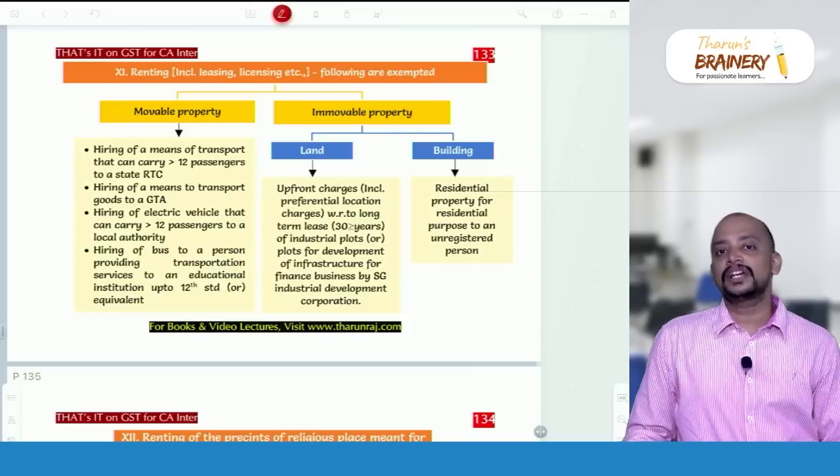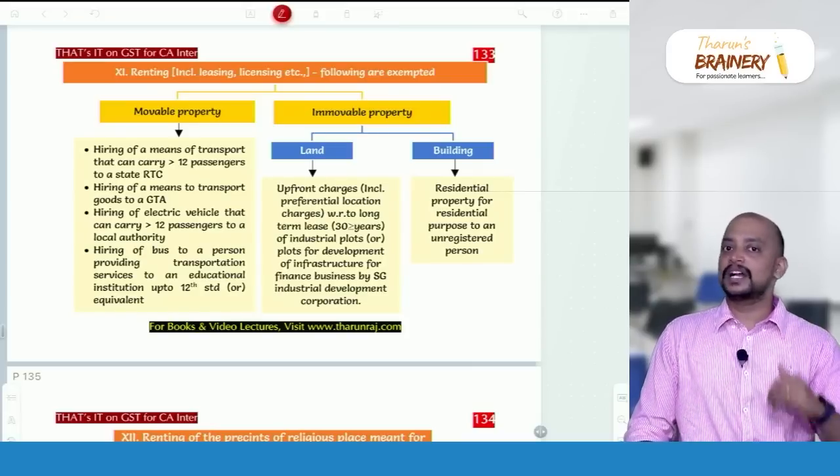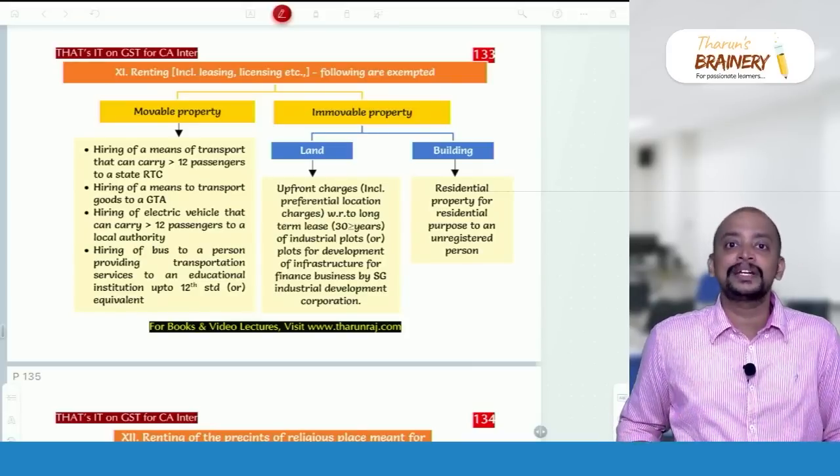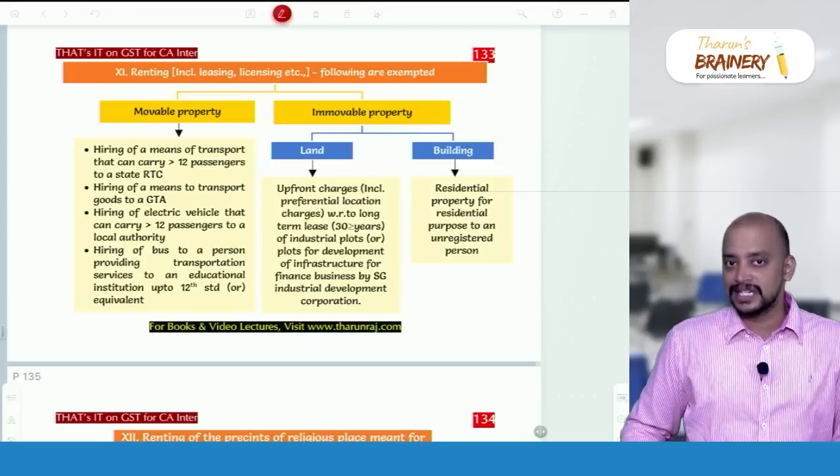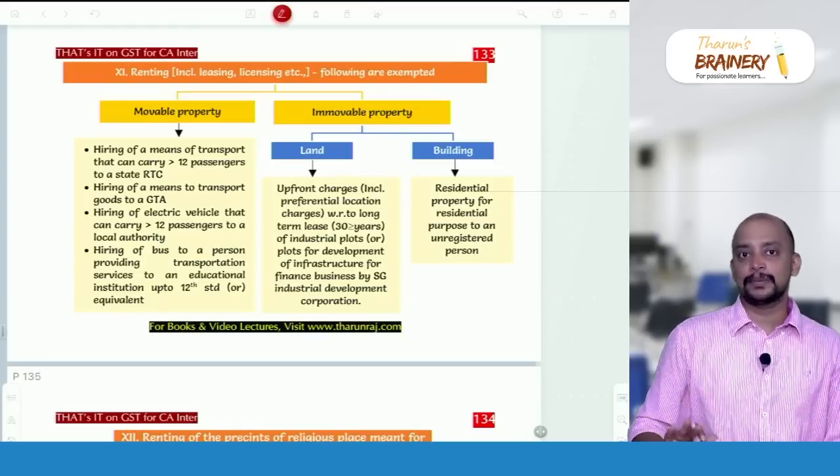So in case of motor vehicles, if 3 conditions are satisfied, it will come under RCM: the supplier is other than a body corporate, the recipient is a body corporate, and the rate of GST is 5%. But what we are trying to understand is about the exemption.